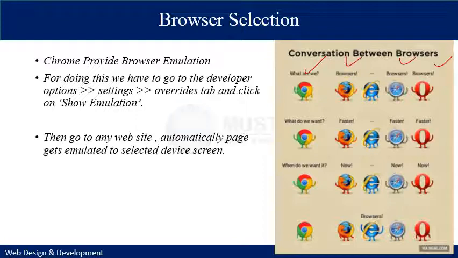So there is a simple conversation here between the browsers. So browsers have three mottos. The number one is they want to be the selected choice of user. For example, every browser wants most of the customer base around the world, and every browser wants to have a faster performance, and every one of the browsers wants to achieve it by now.